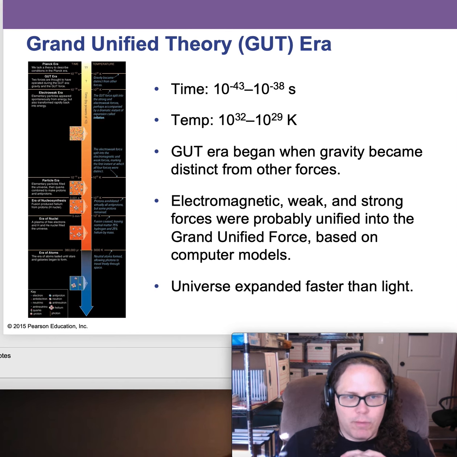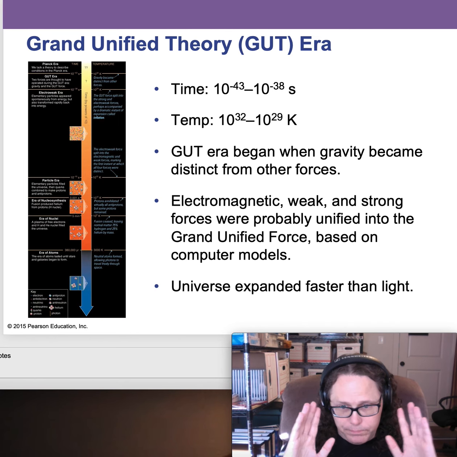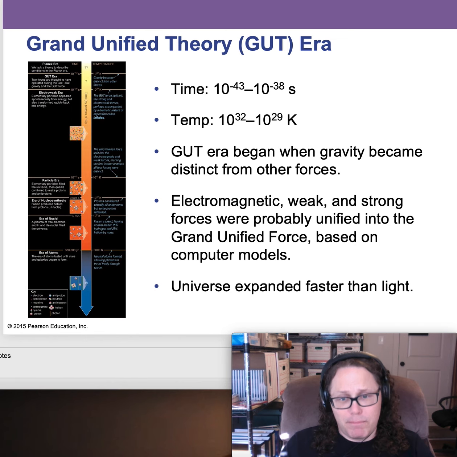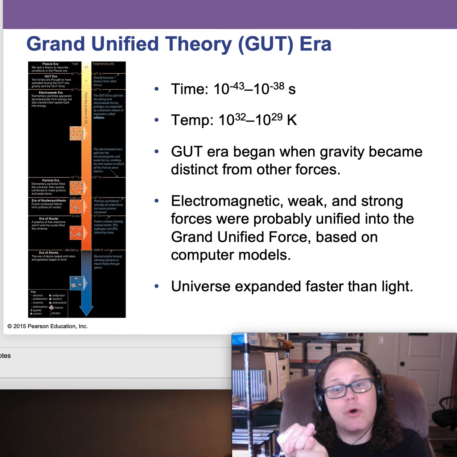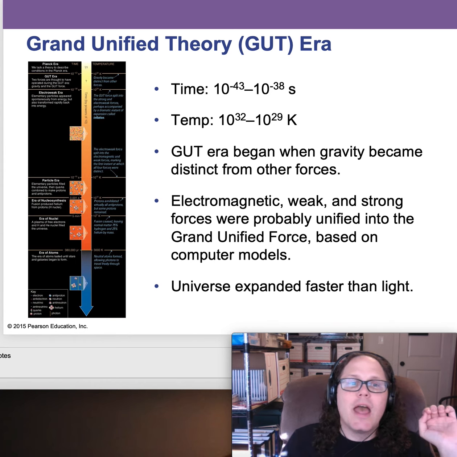And for a brief moment, well, this whole era was a brief moment, but for a brief fraction of this moment, the whole universe, we think, was expanding much, much, much faster than light. We have good evidence for that, but not conclusive evidence. That's called cosmic inflation. We'll talk about that later. So the Planck era, we have no idea. Grand Unified Theory era, we have computer models but no data, so come back when you have some data.